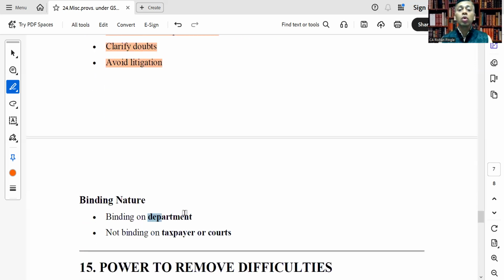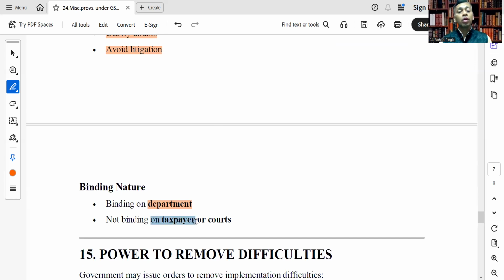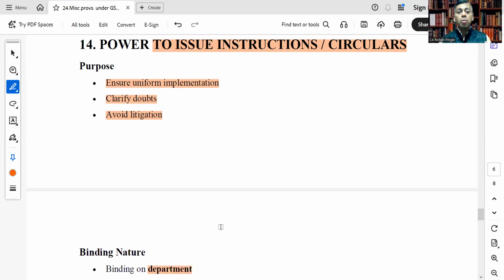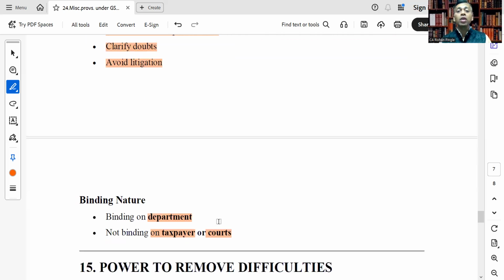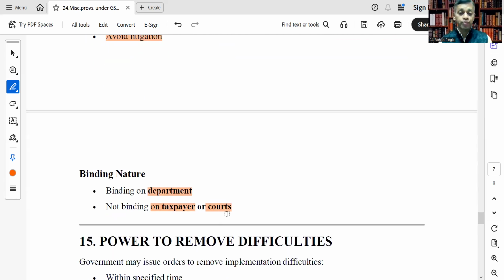Binding nature: binding on the department only. It is not binding on the taxpayer. Please note it down. Not binding on taxpayer or courts. Okay, that is the case. It means instructions or circulars are mostly for internal purposes. It is binding only on the department but not binding on the taxpayer or the courts.